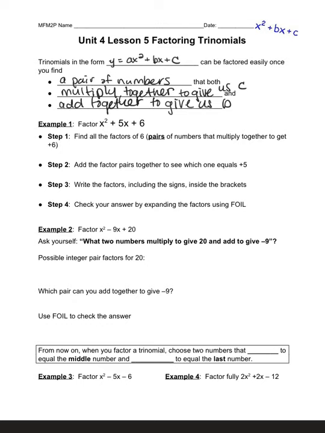Basically what I'm saying is that we're going to find two numbers that multiply to give us this number, and those same two numbers will add to give us this number. So let's actually look at a question because it's going to make it less confusing. So x squared plus 5x plus 6.